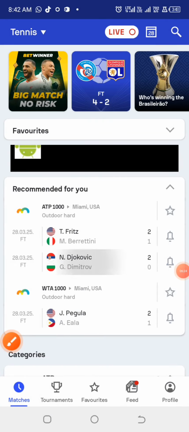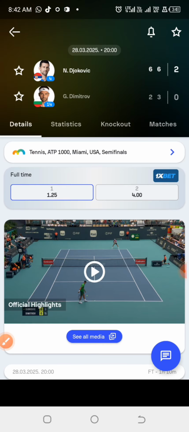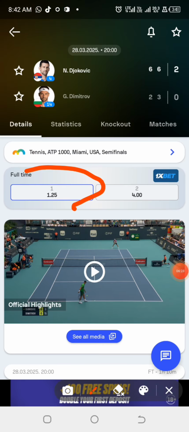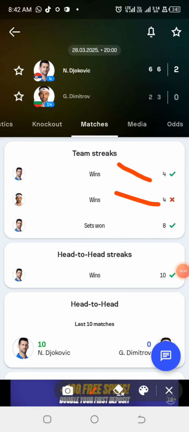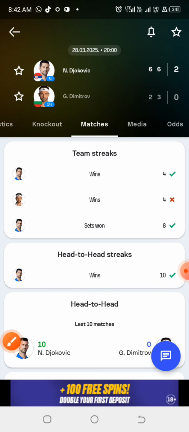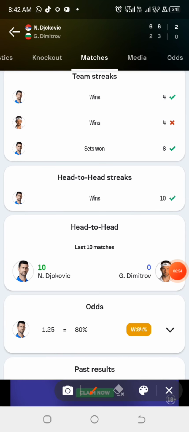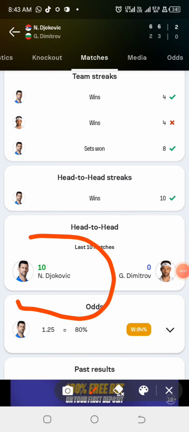And you look at this too, we can see that the bookmakers are trying to favor player one, which happens to be Djokovic, and player two, which happens to be Dimitrov, is allocated 4 odd. Now, if you go to the matches to check the streaks, I think they both have the same win streak, 4-4. But I think player one had 8 set win streaks. Okay, and if you go to their head-to-head, you can see that player one has always been the dominant player.